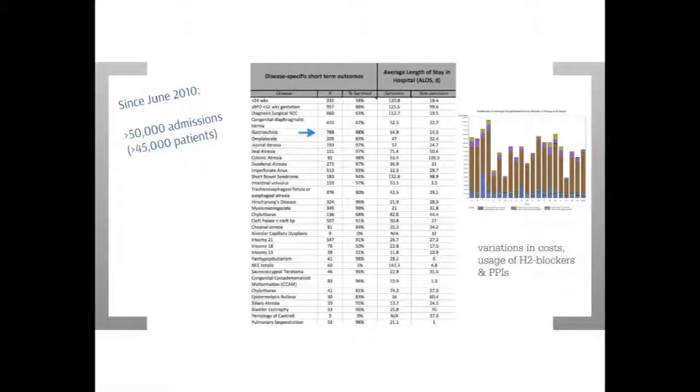disease-specific short-term outcomes. So, in the past 3 years, we've had more than 50,000 admissions, and you look at certain conditions which are relatively rare, but as of even several months ago, we had more than 400 infants with diaphragmatic hernia. We had almost 800 with gastroschisis, and then we can ask questions to say, well, what's the variation in care? So this is just a variation in cost and usage of H2 blockers and PPIs using the PHIS data set as well to say, well, why is there so much variation there, and how do we work towards figuring out what best practices are?